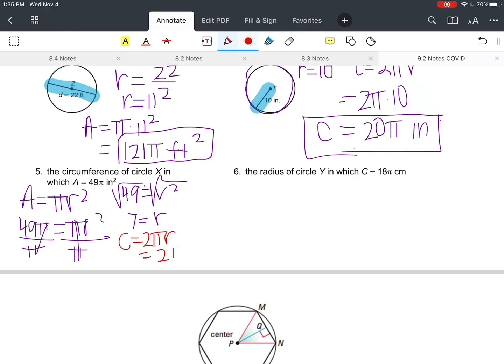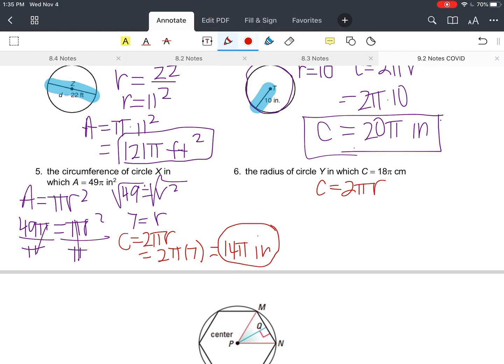So now to find circumference, I'm going to say circumference is 2 pi r, because I know my r is 7. So circumference is 2 times pi times 7, which in this case is 14 pi inches. If you want to know what that is in your calculator, you could obviously do 14 times pi, but we don't need to.